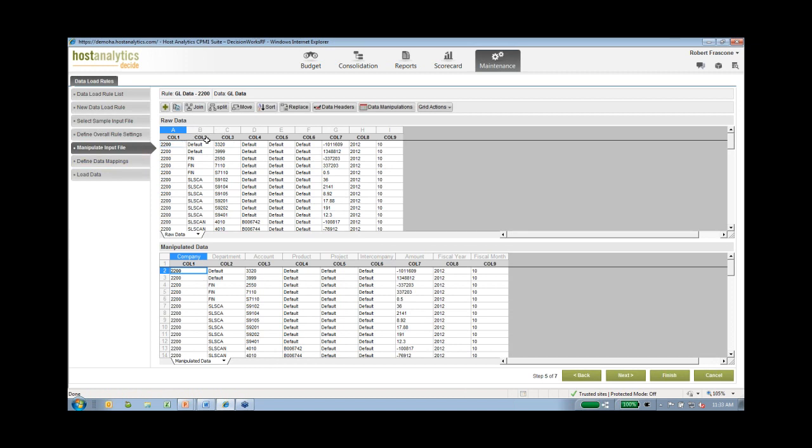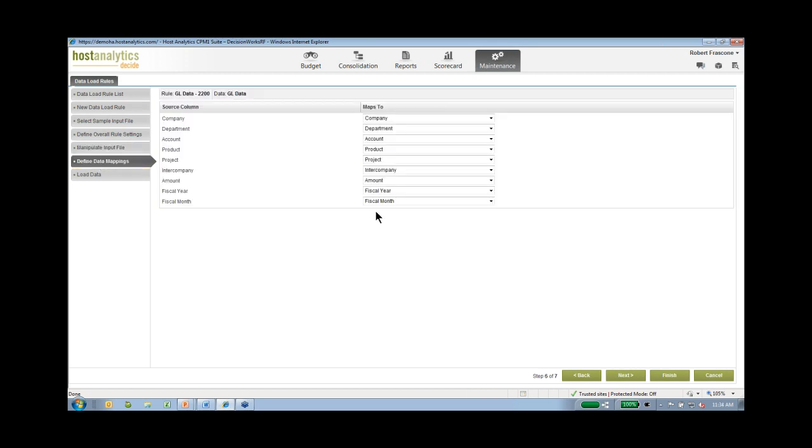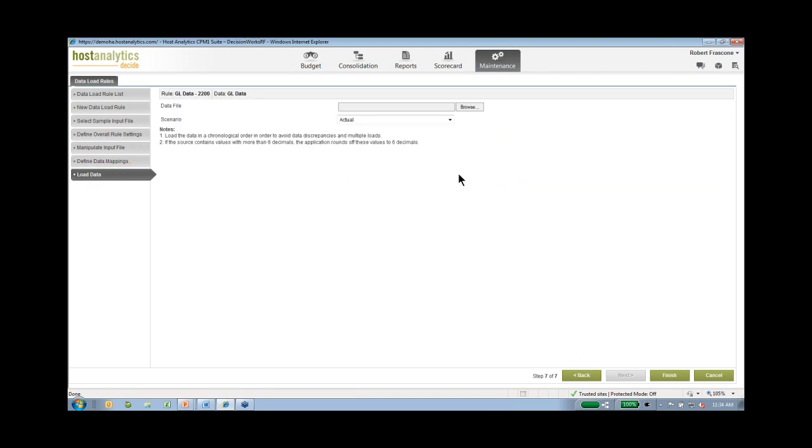I can also join some data together. If you've got an ERP system that dimensionally combines two segments into one, you just split it out. I could split those data members, or I could join those members of data. That may or may not be the case. I can manipulate the overall load before it comes into the system. I can define what the mappings are, from a source column in our flat file to a source column in our system itself. And then I'm loading the data. It really is that easy.